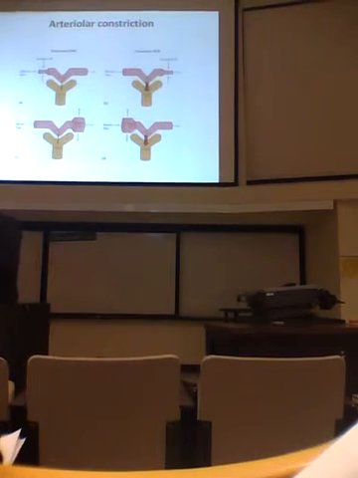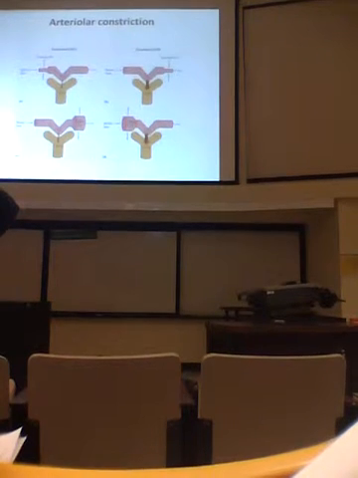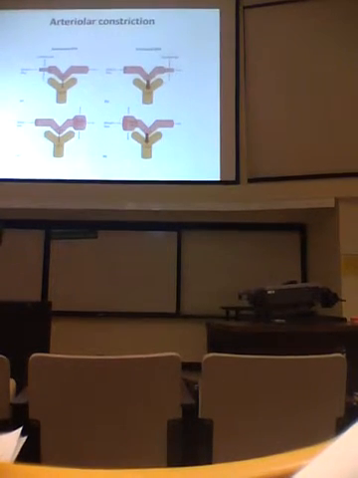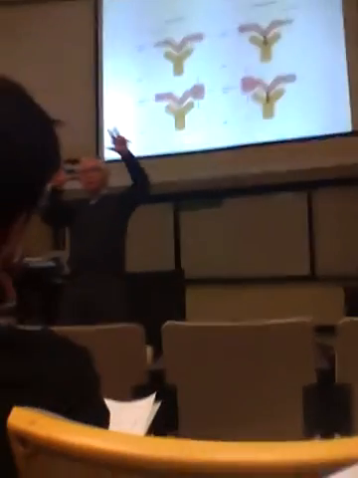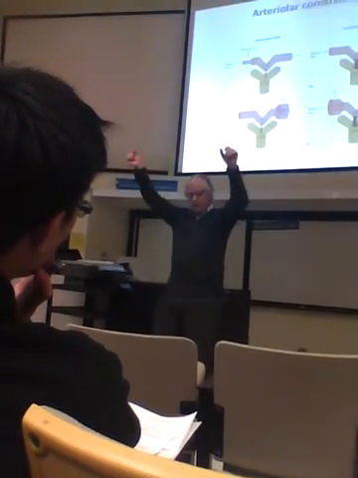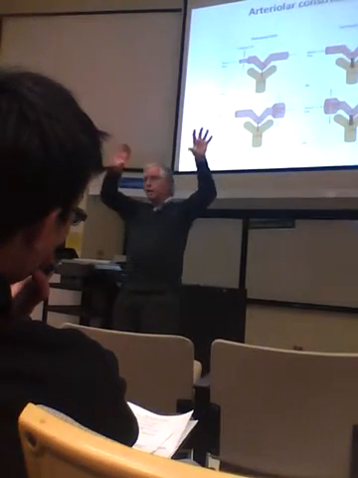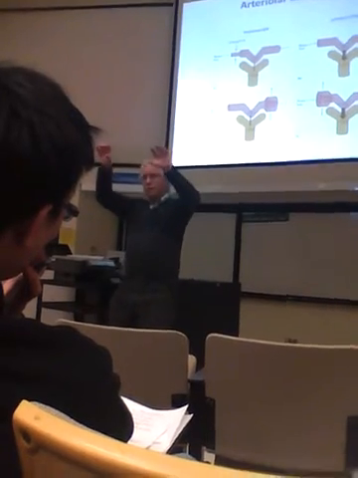So let's just have a look at one of my hand diagrams here. Here is the glomerulus going into the Bowman's capsule. Here is the arteriole coming in. Here is the efferent coming out. So here they are, doing their thing.